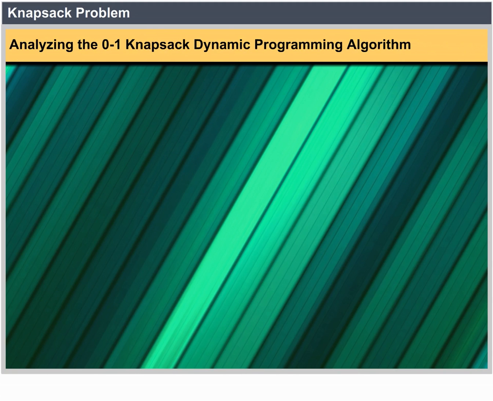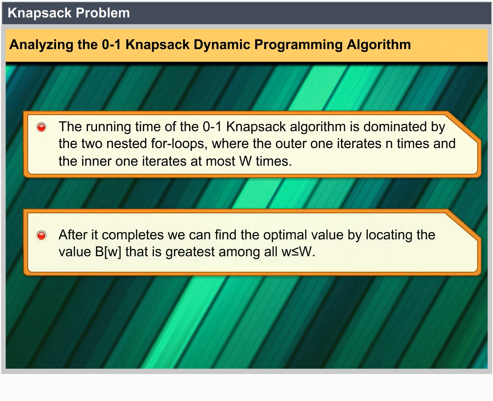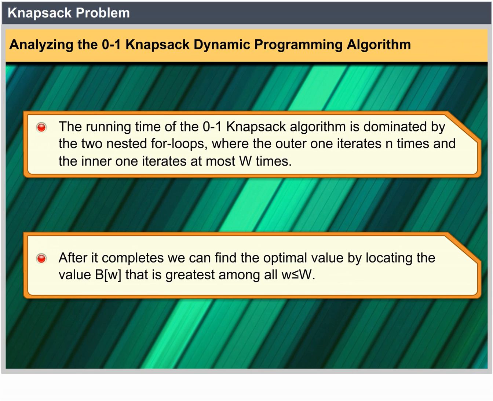Analyzing the 0-1 knapsack dynamic programming algorithm. The running time of the 0-1 knapsack algorithm is dominated by the two nested for loops, where the outer one iterates n times and the inner one iterates at most capital W times. After it completes, we can find the optimal value by locating the value of w that is greatest among all w less than or equal to capital W.